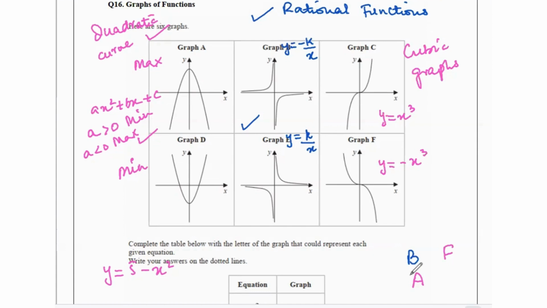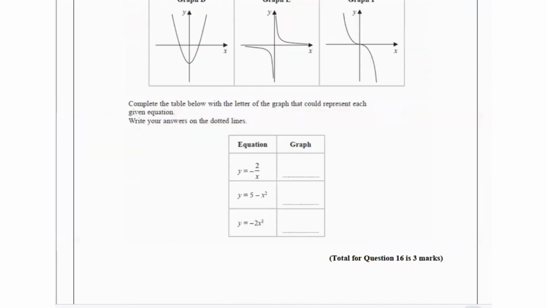And if you're still struggling with it, let me know in the comments below and I'll try to explain it again. And cubic is also a very different shape, so you should be able to recognize it. So these are the 3 main graphs that frequently appear in graphs of function questions. So over here, you'll write B, A, and F. That's your answer.